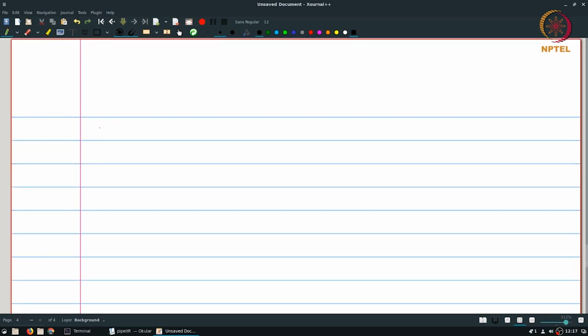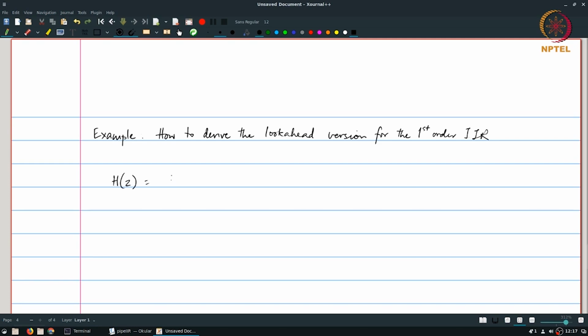So as an example, let's consider how we could have derived the Lookahead version for the simple first order IIR filter. For that, what I'm going to do is first write down the transfer function of the IIR filter, which is H of z as 1 over 1 minus a z inverse. Now keep in mind that this is assuming that the coefficient of x, that is what was written earlier as b, is just equal to 1 for simplicity.